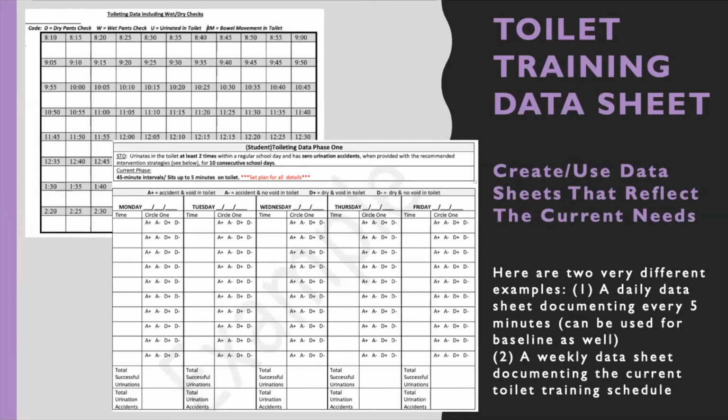These two are very different examples. The first example is a daily data sheet documenting every 5 minutes. This could be used for recording dry checks or recording initiation throughout the day. The second one is a weekly data sheet, which documents the current toilet training schedule.